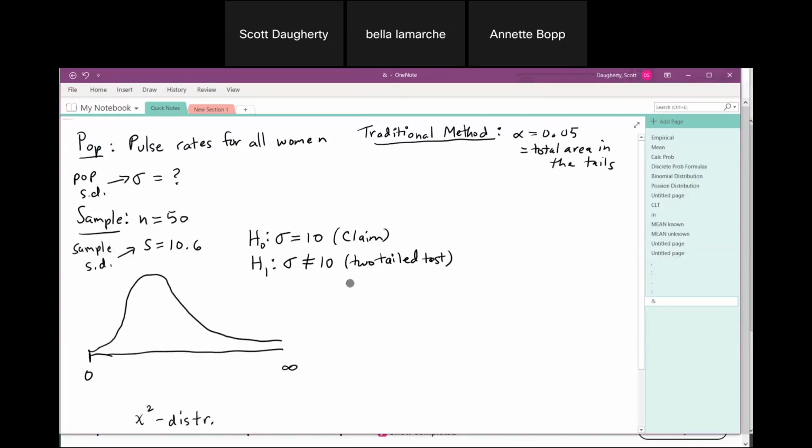Okay, but this time we have a two-tailed test, right? Because the alternative is not equal to. So we're going to have to take this and divide it equally among the two tails. We have a left tail and a right tail. So just make sure that you take this 0.05 and you divide it by 2, because the alpha is the total area in the tails. So we want the same amount in each tail, so we have to divide that by 2 to get the same amount. So it's going to be 0.025 in each tail.